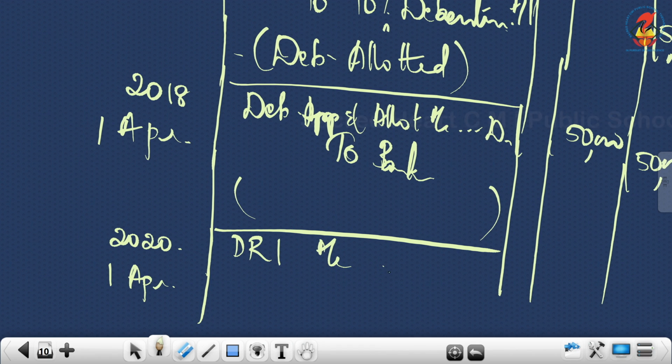So that is DRI account debit. You should write the full term, that is debentures redemption investment. DRR is debentures redemption reserve. So, DRI account debtor to bank account. How much will you invest?